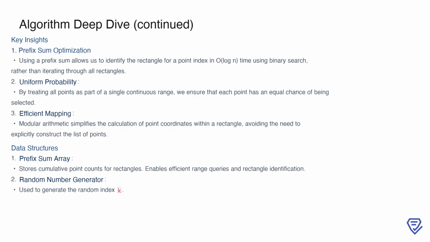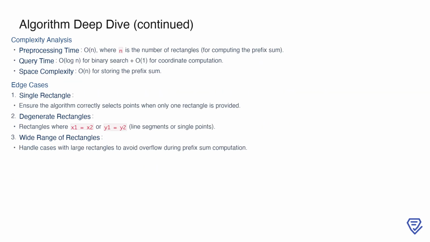The data structures we use include a prefix sum array, which stores cumulative point counts for efficient range queries, and a random number generator to produce the random index k. Let's analyze the complexity of this approach. The pre-processing time is O(n), where n is the number of rectangles, as we calculate the prefix sum in a single pass over the rectangles. Each query takes O(log n) time for the binary search and O(1) time for the coordinate computation, making the query time O(log n) overall. The space complexity is O(n), as we store the prefix sum array.